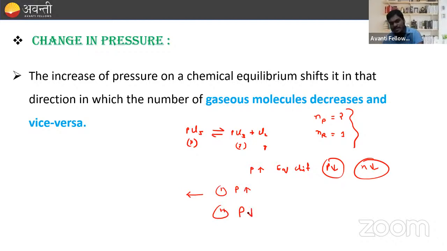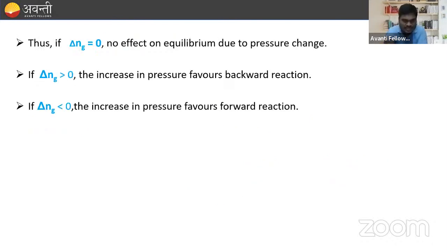Similarly, if the pressure is decreased, then the equilibrium will shift in the direction where it wants to increase the pressure, which is the product side. So this is the desirable condition. This thing you must remember, and you must also calculate how this actually comes.